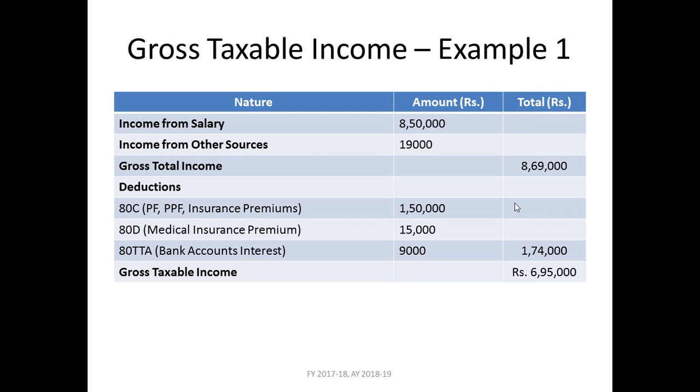Alright, let's talk about some examples. We'll quickly go through a couple of examples to check how it will affect the income tax calculation. We have an example over here: if a person has an income from salary of 8,50,000 and income from other sources of 19,000, the total is 8,69,000, that is the gross total income. Now if he or she has the specified deductions, altogether they come up to 1,74,000. So your gross taxable income becomes 6,95,000 after removing all the deductions.